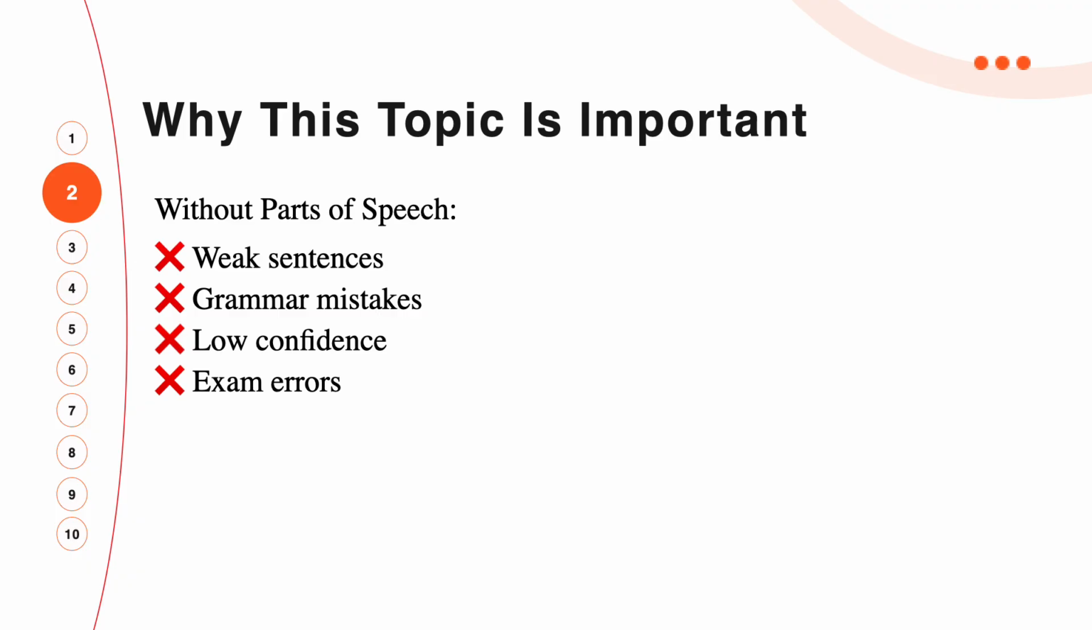For example, you might confuse adjectives and adverbs. You might write sentences where the verb doesn't match the subject. You might describe something using the wrong type of word. And during exams, these small mistakes can cost marks.